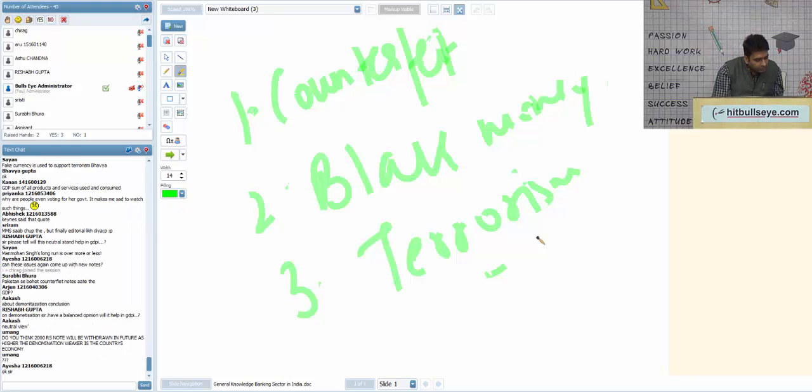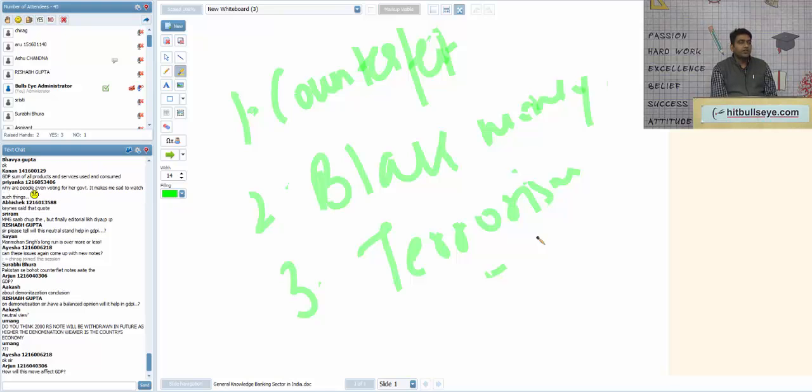Umang, do you think the 2000 rupees note will be withdrawn in future, as the higher the denomination, the weaker is the country's economy? Again, cannot say. We need to discuss with all those economic think tanks. But yes, this is there that the stronger the economy, the smaller the denominations will be.